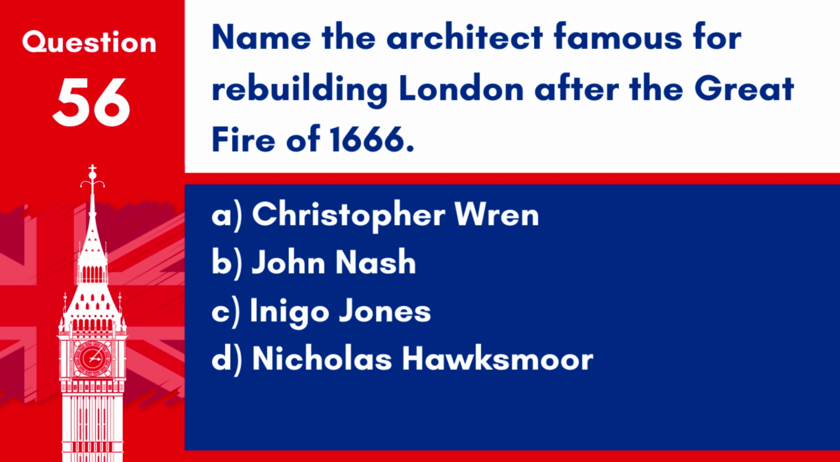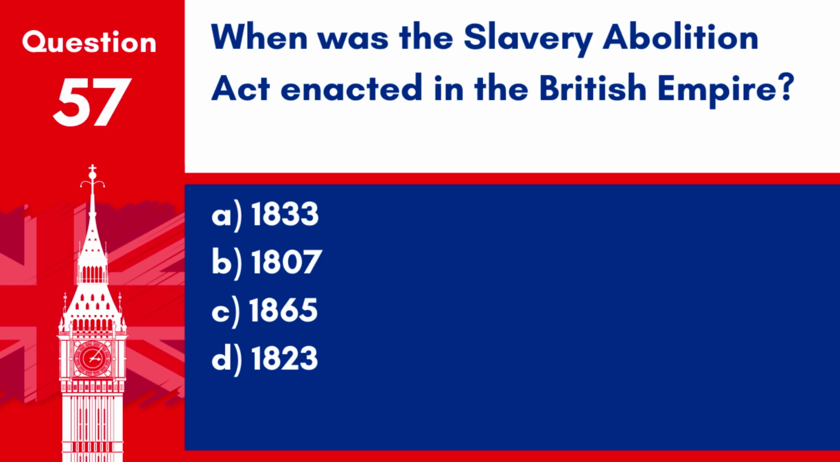Name the architect famous for rebuilding London after the Great Fire of 1666. A. Christopher Wren. B. John Nash. C. Inigo Jones. D. Nicholas Hawksmoor. Answer: A. Christopher Wren. Sir Christopher Wren was the architect who played a significant role in rebuilding London after the Great Fire of 1666, including the design of the new St. Paul's Cathedral. Question 57. When was the Slavery Abolition Act enacted in the British Empire?